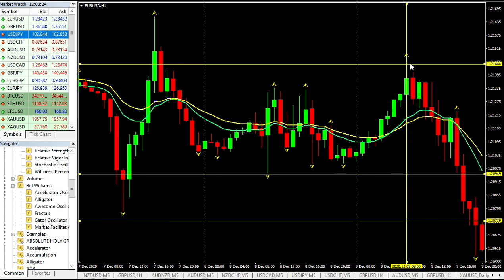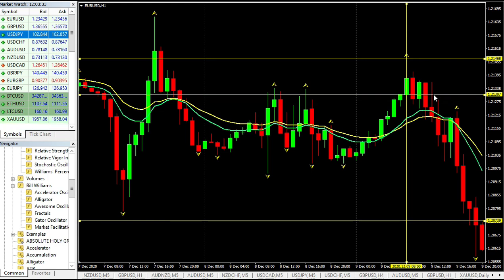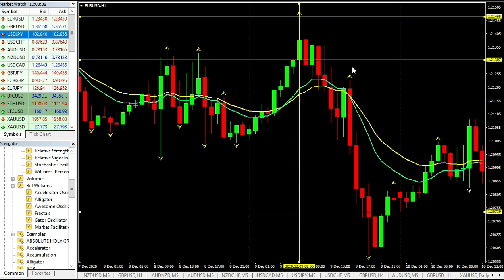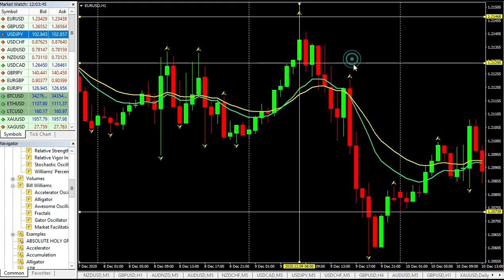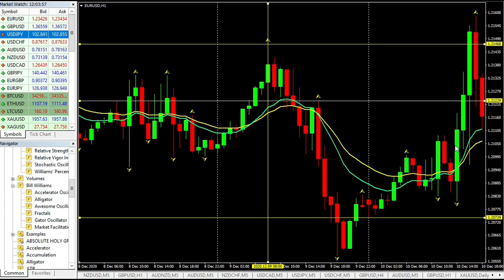So you're going to place a pending buy order here, 1 pip above this high, and you're going to place the stop loss here. But what happens is the market starts going down. You get a new up fractal here, but then the moving averages cross down, so you're not going to buy, you will only sell. Now you're waiting for the next fractal.